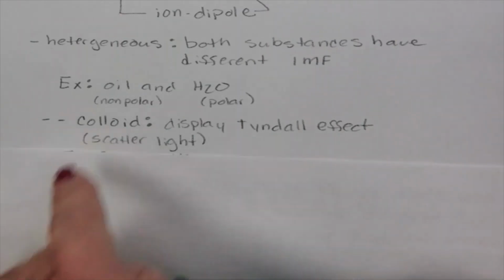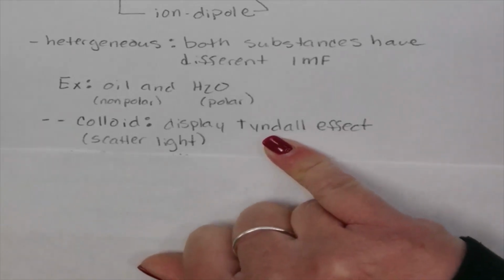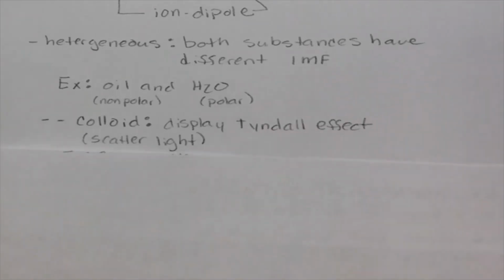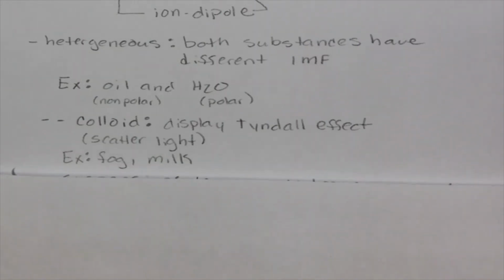A colloid. A colloid is a type of heterogeneous mixture, and it displays the Tyndall effect, meaning it scatters light. For example, fog and milk are both colloids. And you learned in driver's ed that on a foggy day, you drive with your low beam lights on, never high, because fog is a colloid and it scatters the light. So when you are driving with high beams on, it actually scatters that light in a foggy situation such that it makes it very difficult to see.